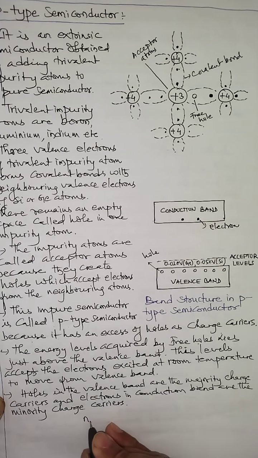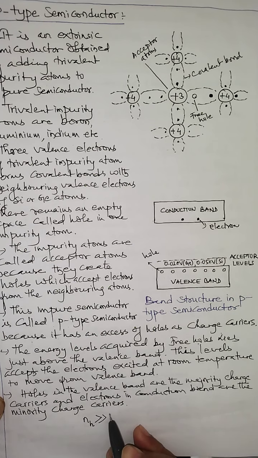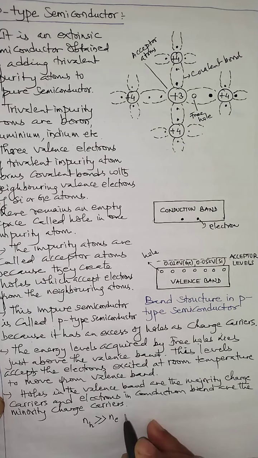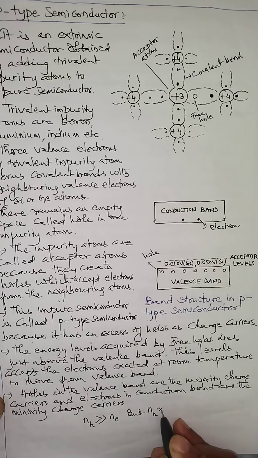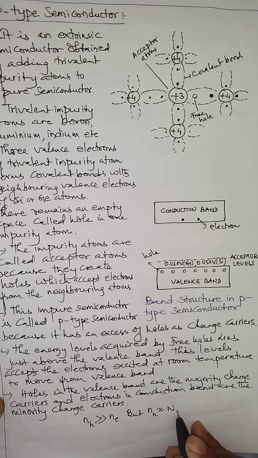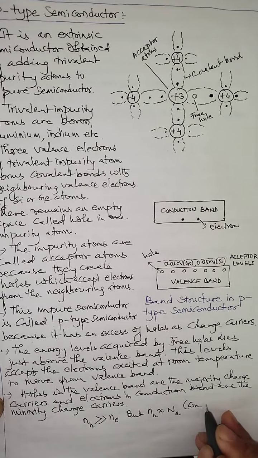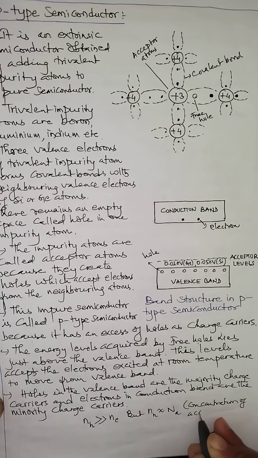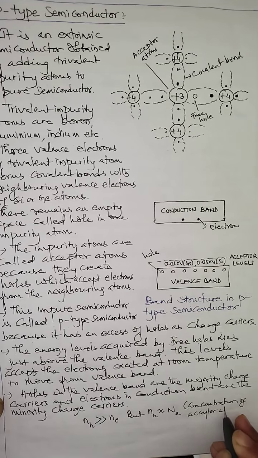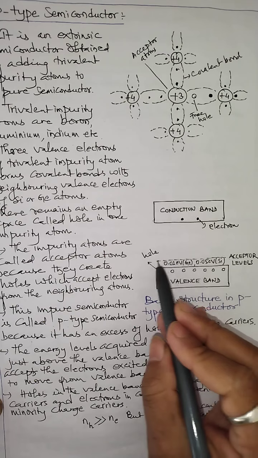So I simply write nh. I am writing that nh, the concentration of holes, is much larger compared to the concentration of electrons. But the hole concentration is nearly equal to the concentration of the acceptor atoms, and this is given by Na. Na is also called the concentration of what atom? Acceptor atom. Acceptor atoms.